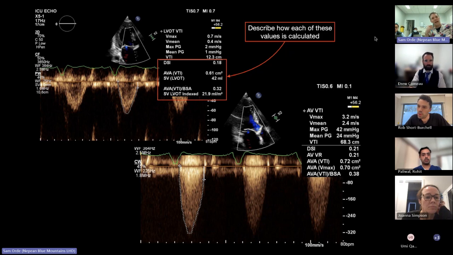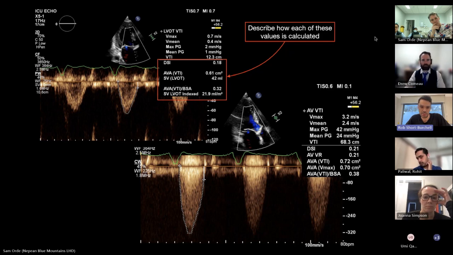You said about the LVOT area. How do you measure the area? Sorry, you measure the diameter, you square it, and you times it by 0.785.